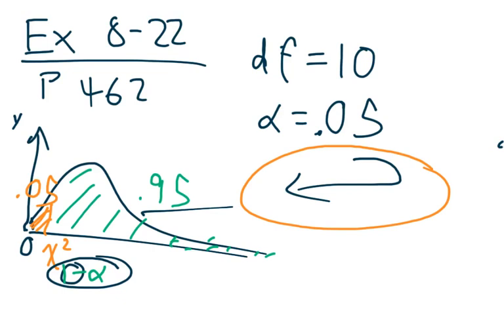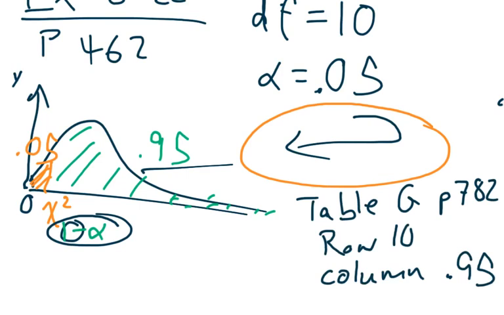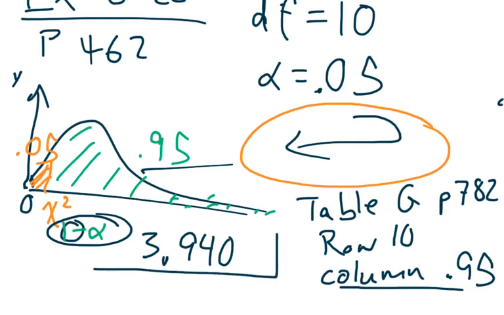So we're going to go to our table. So we go to Table G in the back of the book on page 782. And we look in row 10, okay, so that's our degrees of freedom, 10 degrees of freedom, so we'll find the proper row for that. And we will be looking in column 0.95, right? So it's going to have 0.95 for alpha at the top, and we look up the critical value, 3.940.